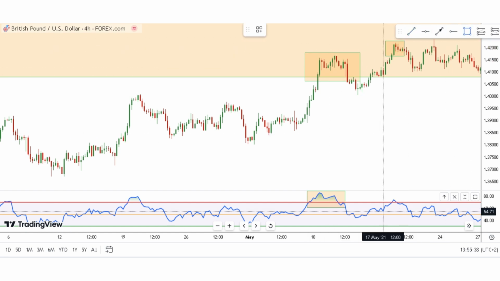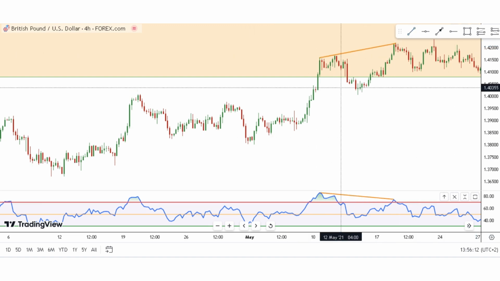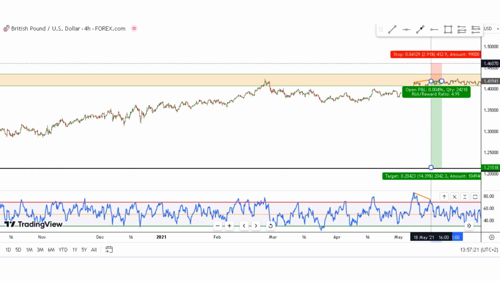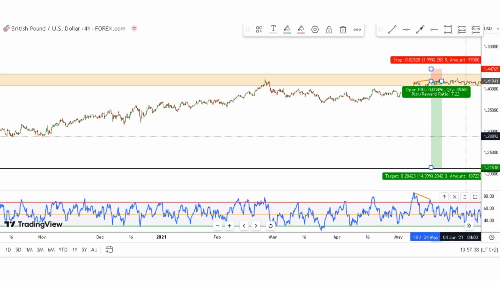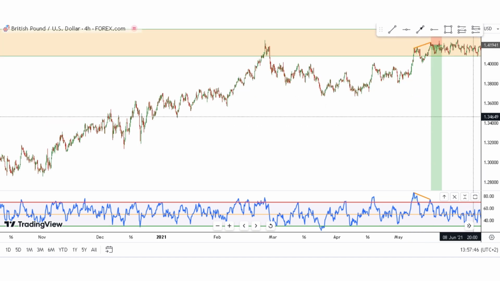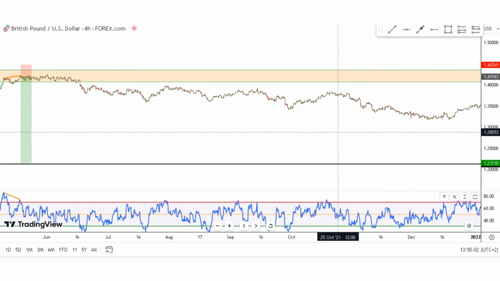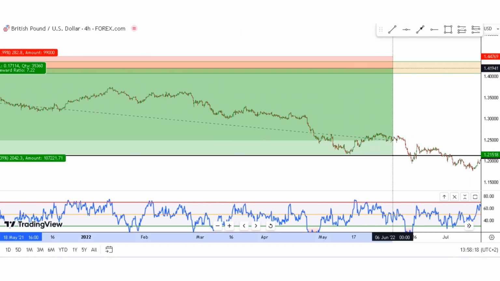Notice the price making a higher high while the RSI makes a lower high, signaling a loss of momentum. With this confirmation, we enter a short position after observing 2 subsequent candlesticks. The stop loss is placed above the resistance area, and the take profit is set at the same level as in the previous example, resulting in a risk-to-reward ratio of 7-to-1. Once again, the profit target is reached, resulting in a 14.5% profit.